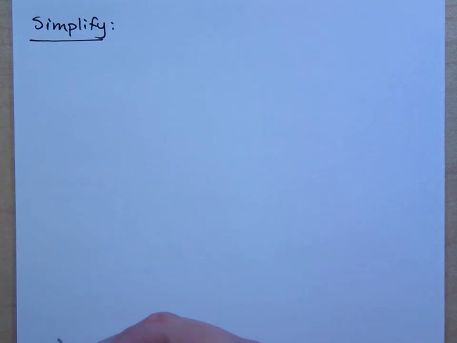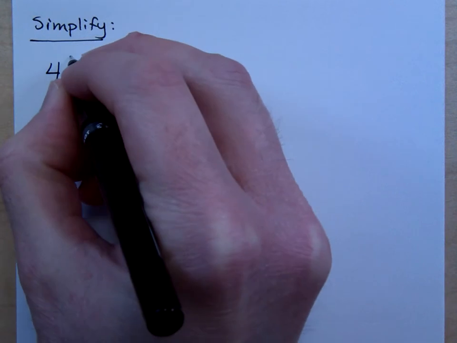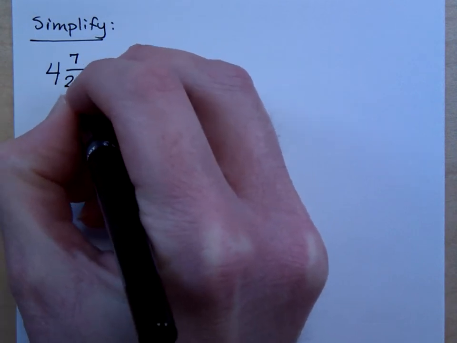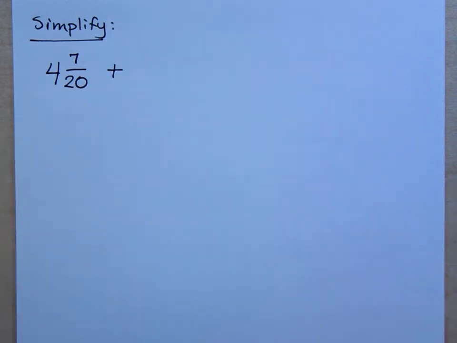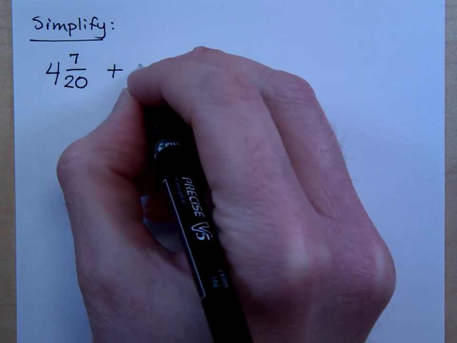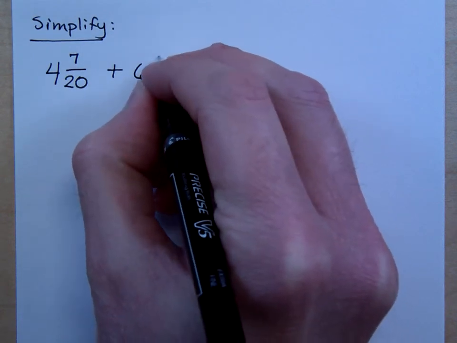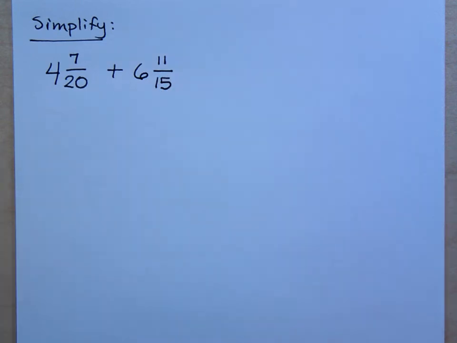All right, we've seen the easy problems, right? Now it's time to make things exciting. 4 and 7/20 plus, let's say, 6 and 11/15.